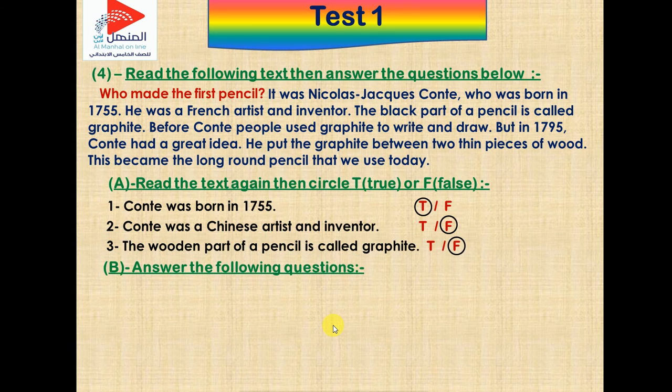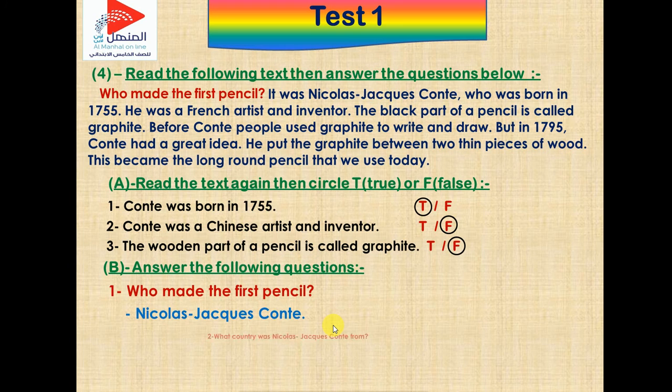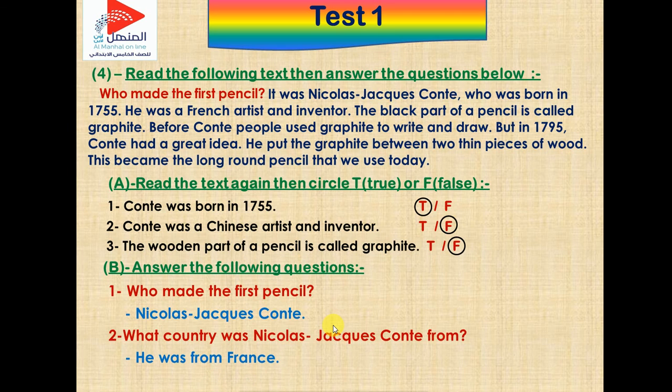So the second part of the question, part B, answer the following questions. These are easy questions. Number one, who made the first pencil? What was his name? Excellent. Nicolas Jacques Conté. Excellent. Which country was Nicolas Jacques Conté from? He was from what? Excellent. He's French, he was from France. All right. Good job. This was the last question.